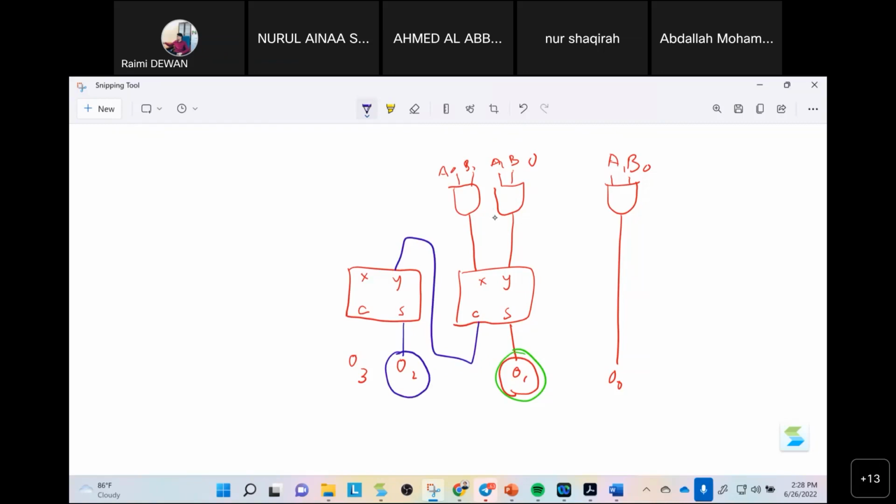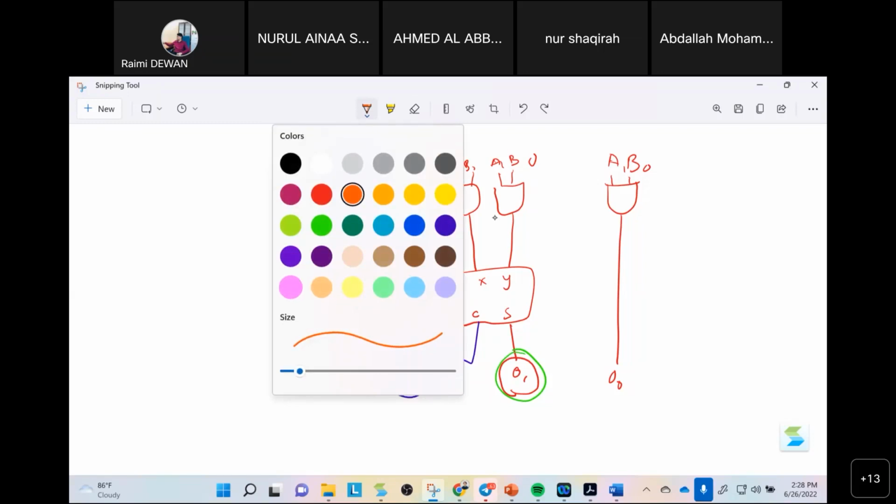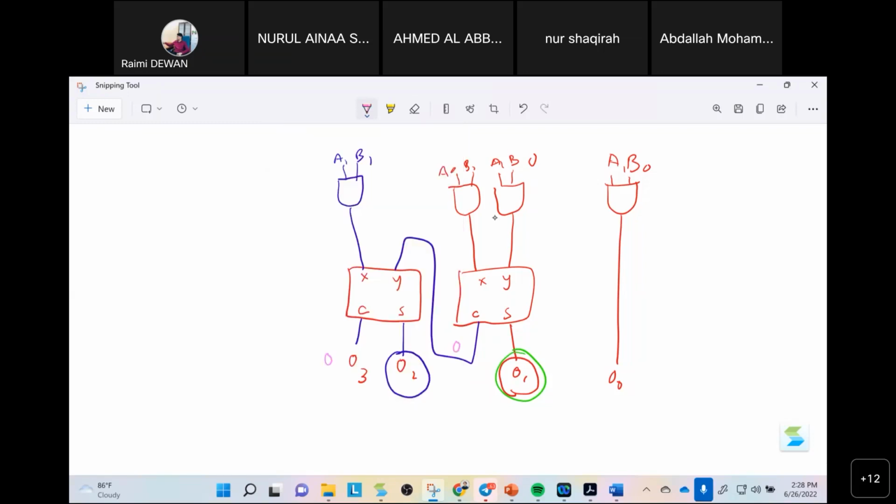Then you have the last literal, which is A1 and B1. Adding with this, and adding with this one, you have a carry or not. This one can be 0 depending on the result of the carry. It can be 0 or it can be 1.